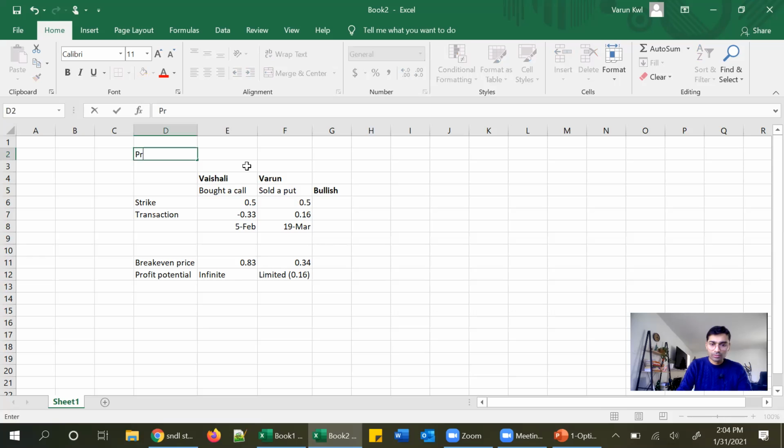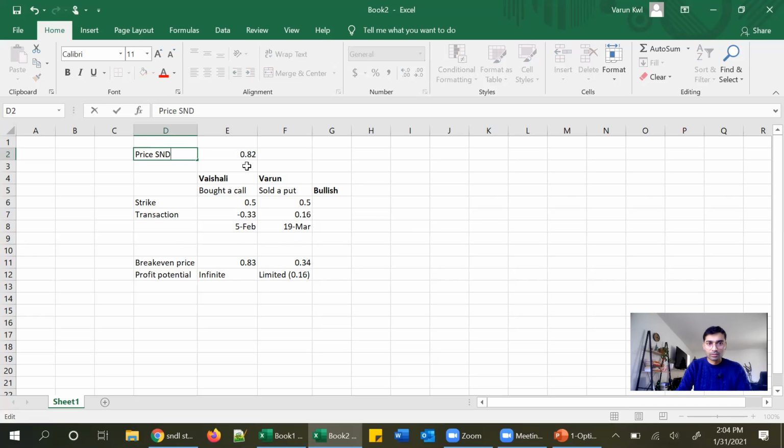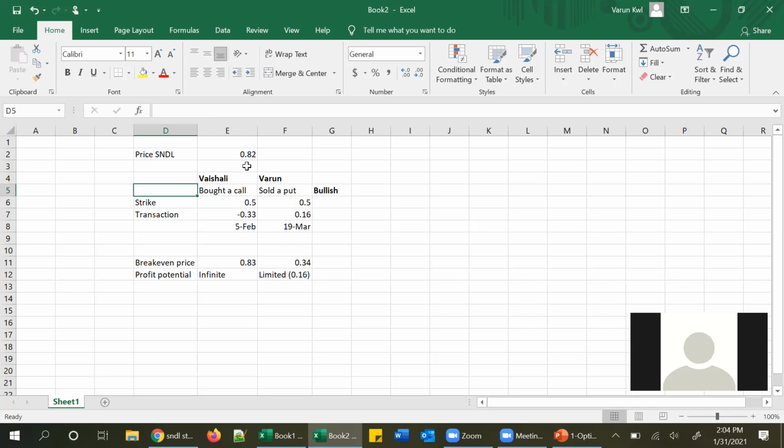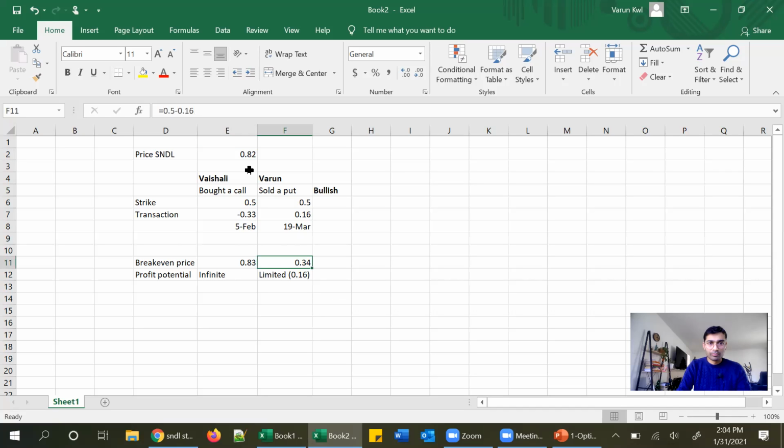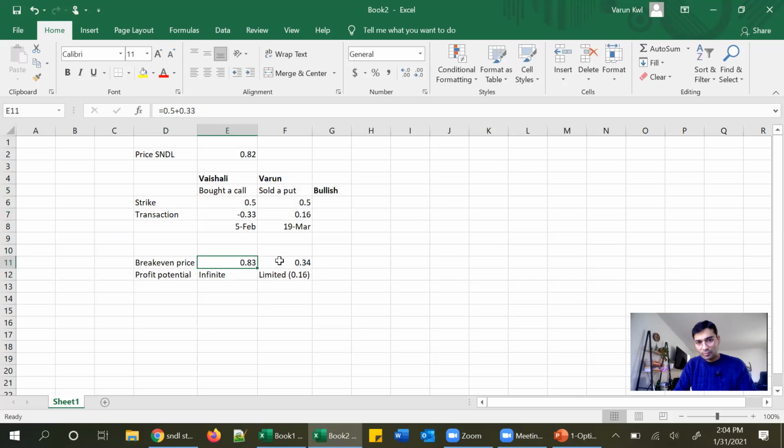The price of the stock is 0.82 right now. Make sense? So if it maintains 0.82, we'll get the profits. If it goes down, we also lose, right? Yes, if in this case the stock goes to 0.70, Vaishali is going to lose on this one. But for me, I am safe until 0.34.